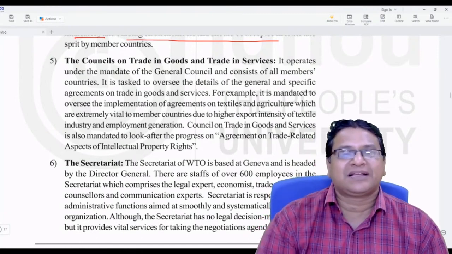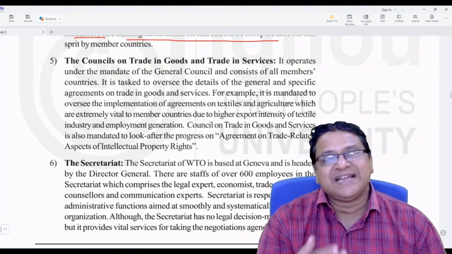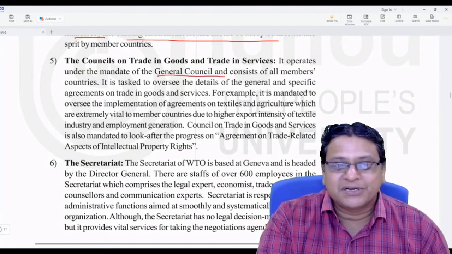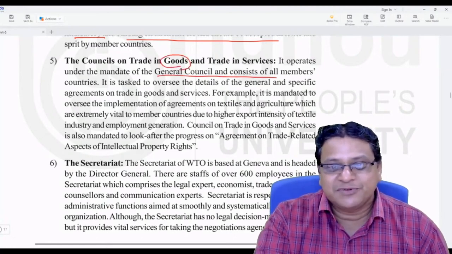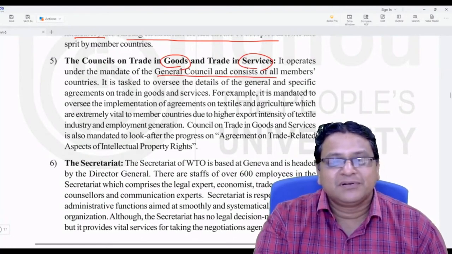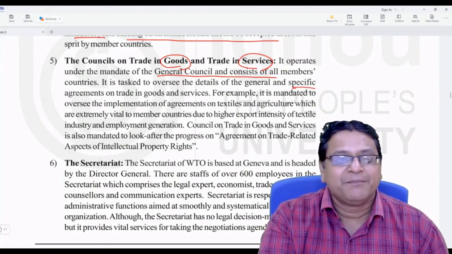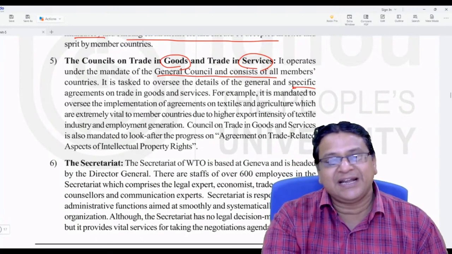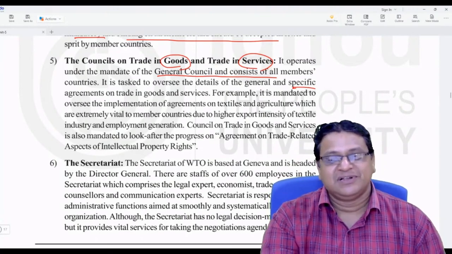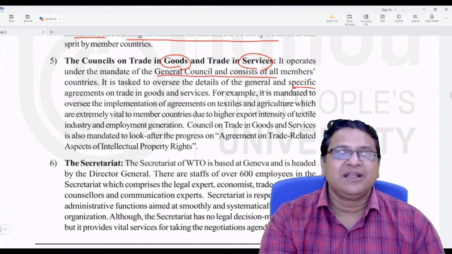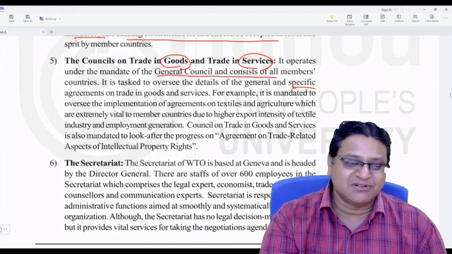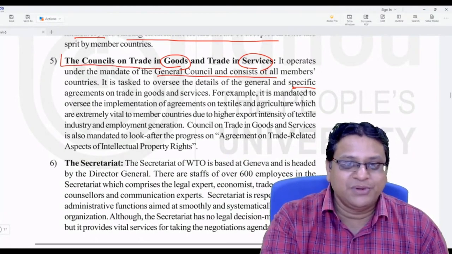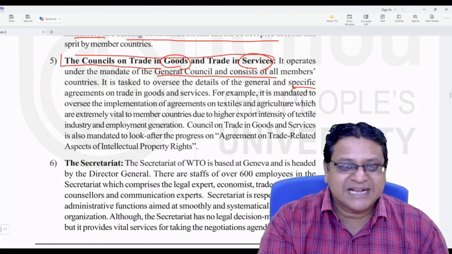Then the next ones are the goods council, services council, and intellectual property related councils. These particular councils act under the general council. The general council consists of all members, but the goods council and services council consist of specific members, and in those councils specific goods related rules are discussed and negotiated. In the services council, service related rules are discussed.